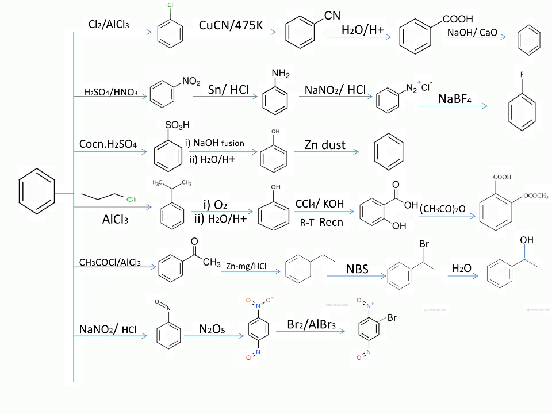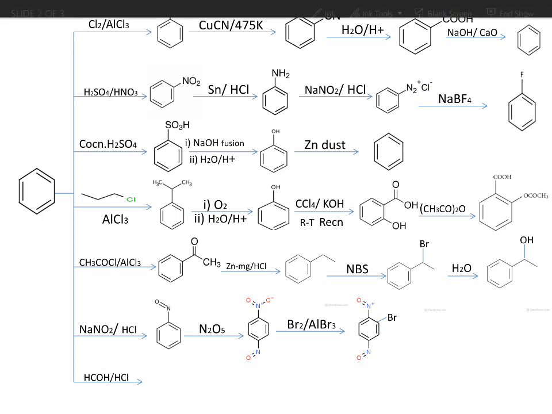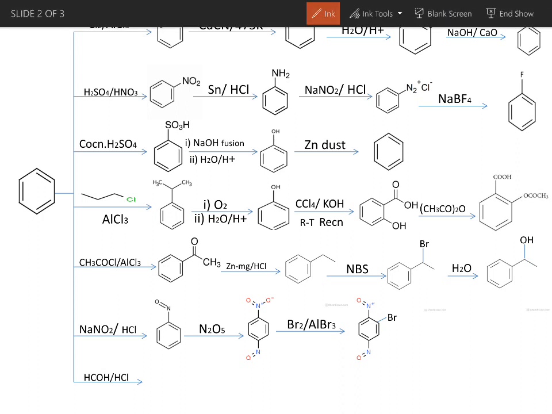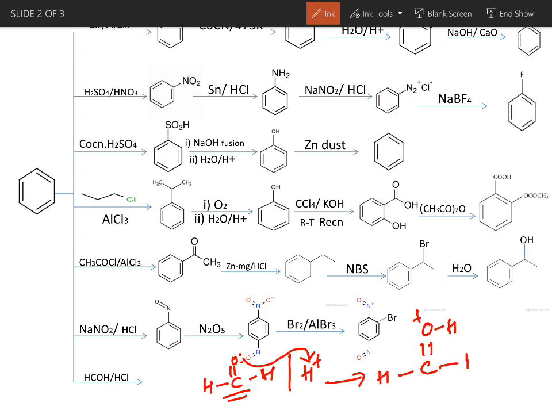Okay, one more reaction with benzene. Benzene is reacting with HCHO in the presence of acid, that is HCl. HCHO is H-C double bond O-H. This is called formaldehyde. In the presence of acid H plus, the lone pair of this oxygen abstracts H plus and forms C double bond OH, positive charge, here H and H.